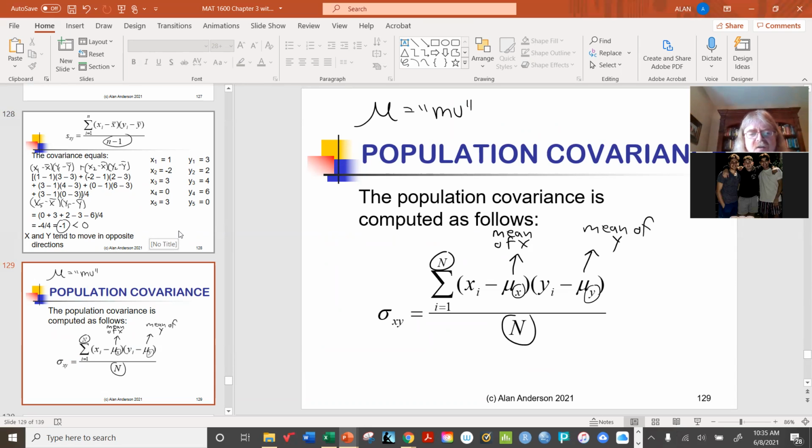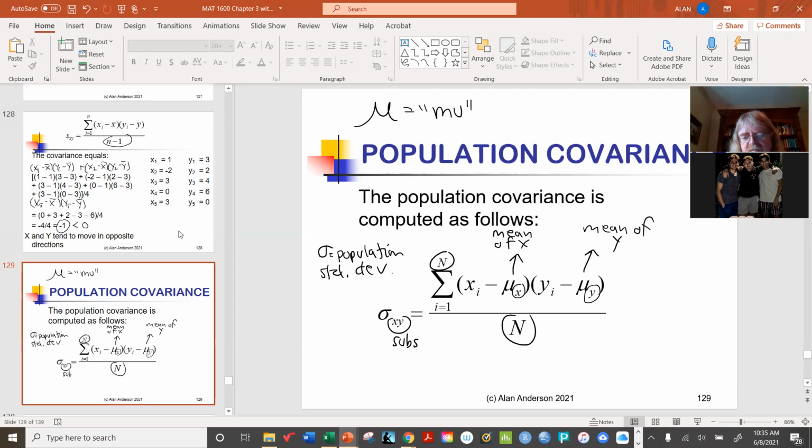Now over here on the left, you'll notice yesterday we used the sigma as the population standard deviation. So what gives? How can we use the same symbol twice? Well, we're not really, because here we have the two subscripts. And that's our signal that this whole thing is the population covariance.